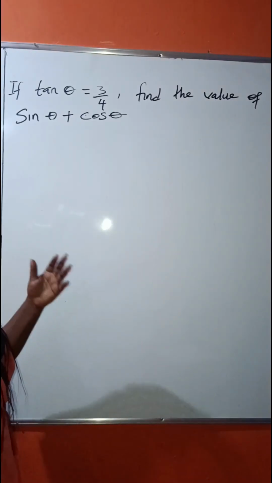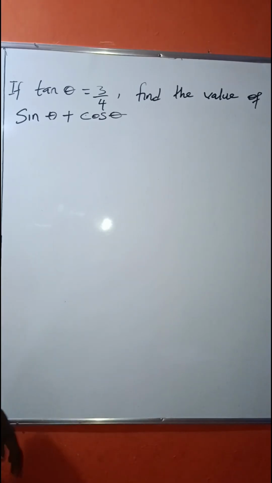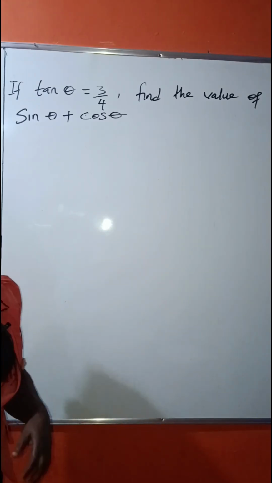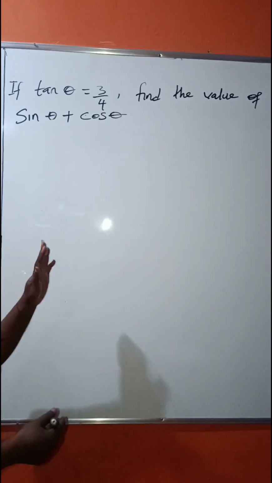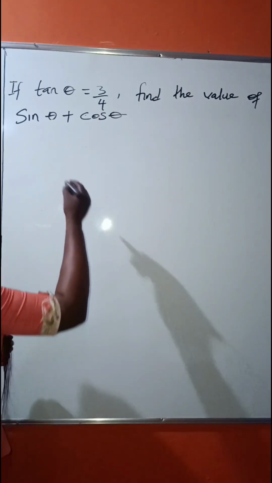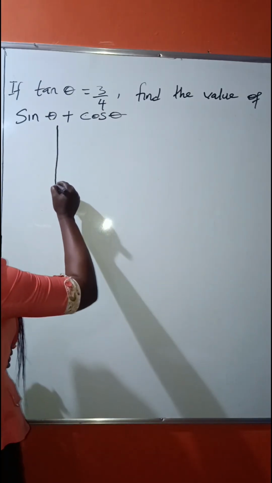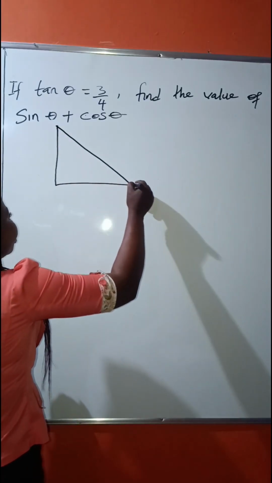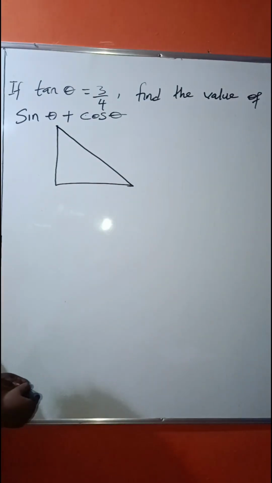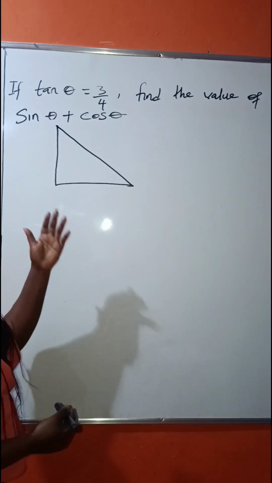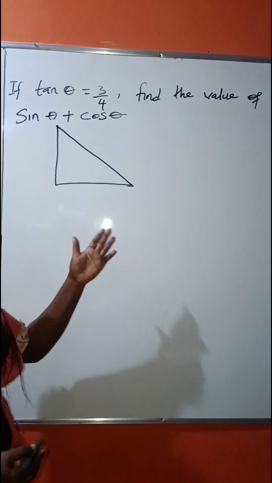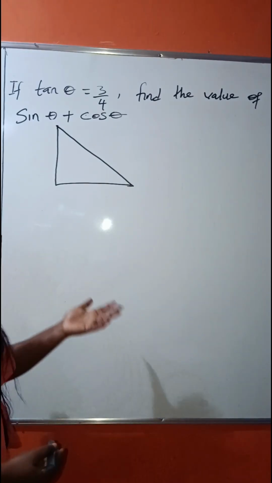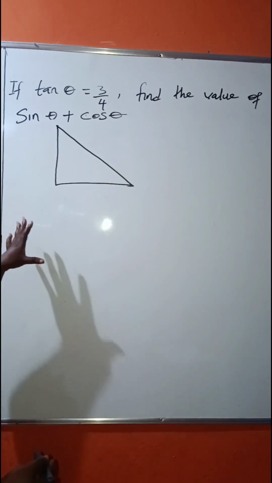If tan theta equals 3 over 4, we are to find the value of sin theta plus cos theta. Now, the first thing we are going to do is to get the value of each of these sides of the right angle triangle. So, how do we know where the opposite is? How do we know where the adjacent is, or what value?